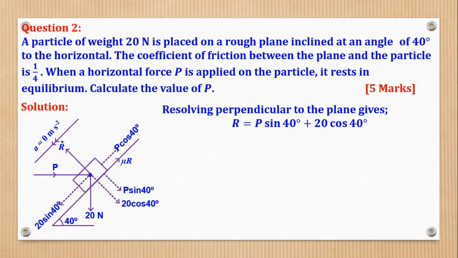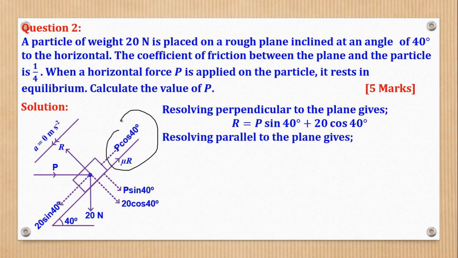Okay, then another common mistake is students are used to getting normal reaction equal to mg cos theta, but in this case it is not that. It has to be P sin 40 degrees plus 20 cos 40 degrees. Why? Because you have to resolve perpendicular to the plane. So don't overuse a lot of cram work. That is resolving perpendicular. What about parallel to the plane? Parallel to the plane, we have this being equal to this.